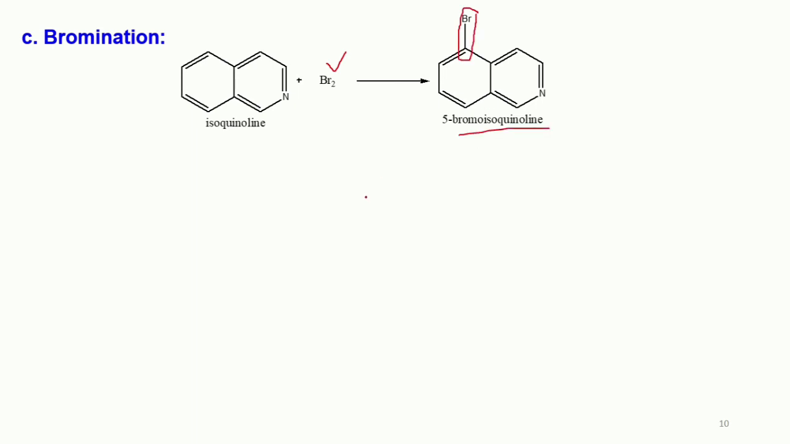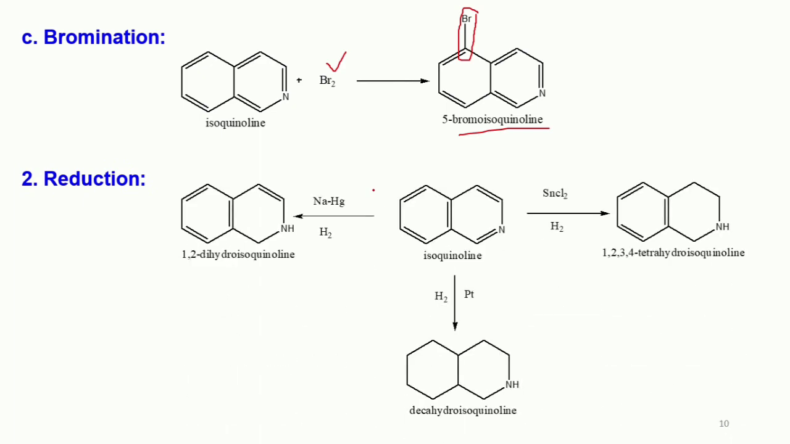And to see the reduction, we can see mild, moderate and strong reduction based upon the catalyst used in the reduction process. If you use sodium amalgam, mild reduction takes place at the first and second positions. The double bond is removed and two hydrogens are added in these positions, giving 1,2-dihydroisoquinoline. But in the presence of SnCl2, it undergoes reduction giving 1,2,3,4-tetrahydroisoquinoline.